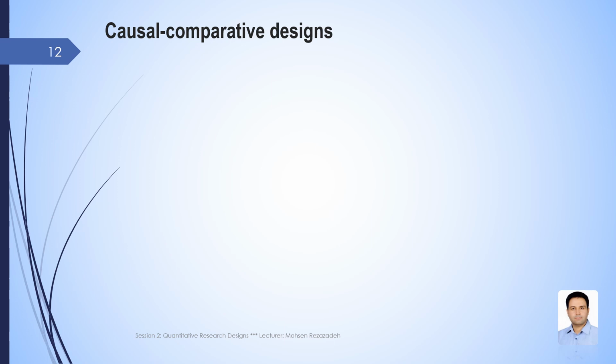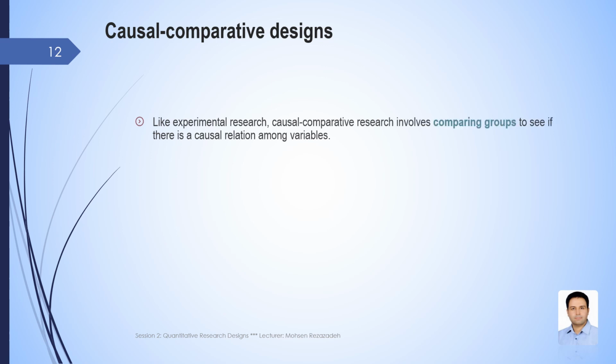The first type of non-experimental design is causal comparative design. Like experimental design, this design involves comparing groups to see if there is a causal relation among the variables. There is no treatment and it aims at causal relation. Causal comparative research attempts to, in fact, identify a causal relationship between two or more groups and determines reasons or causes for the existing condition.